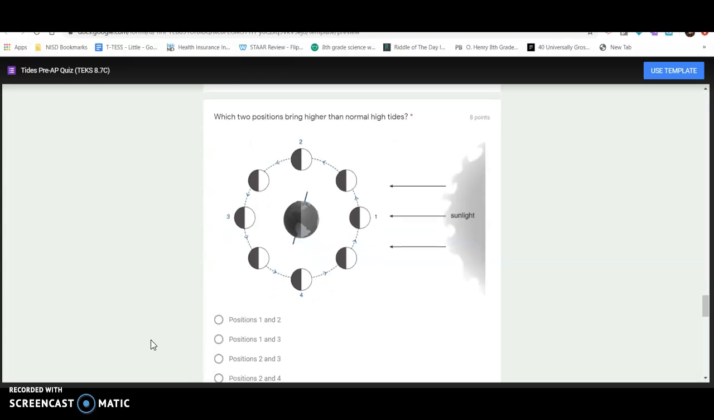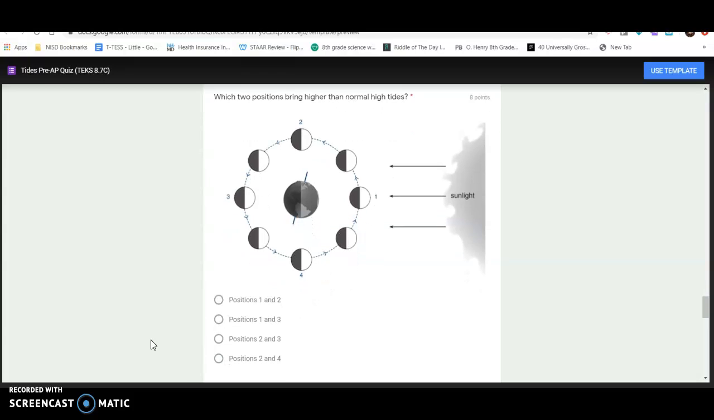Next question. Which two positions bring higher than normal high tides? Is it going to be at positions 1 and position 2, position 1 and position 3, position 2 and position 3, or position 2 and position 4? Where will I get higher than normal high tides?